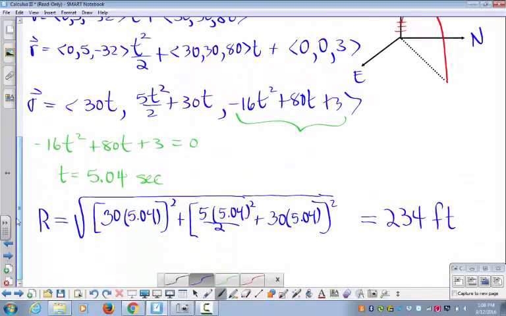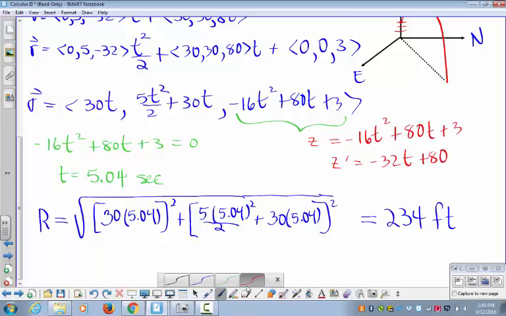Max height, the simplest way is to figure out when the derivative of what component is 0? The derivative of z. So z is the up-down one, right? So we want the rate of change of up-down to be 0, so we'll take the derivative of the z component, since that's our up-down measurer. So z equals minus 16t squared plus 80t plus 3, we take the derivative, minus 32t plus 80, set that equal to 0, and t will equal 2.5 seconds for max height to be achieved.